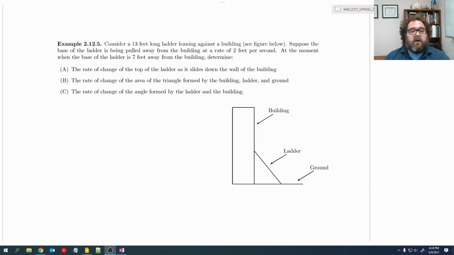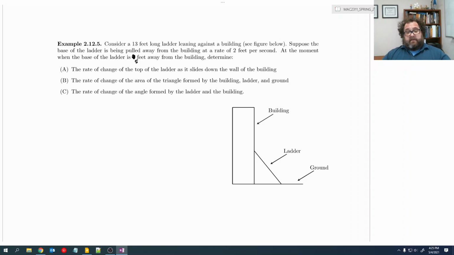Consider a 13-foot long ladder leaning against a building. See figure below. I have a kind of crude figure here for you. Suppose the base of the ladder is being pulled away from the building at a rate of 2 feet per second. At the moment when the base of the ladder, here I'm going to change this. I think the answer will work out a little nicer to 5. I'll make sure to change that before you even see the notes. 5 feet away from the building.